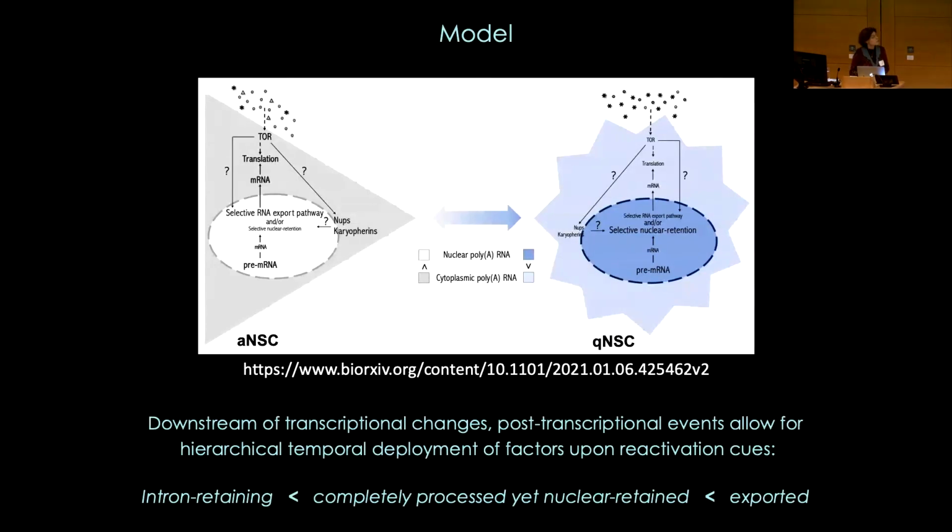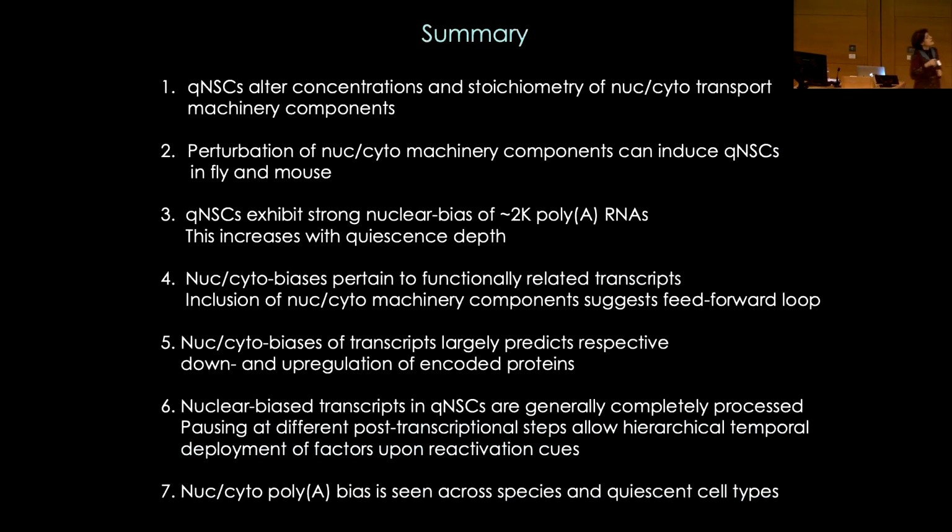I'll summarize, hoping that I'm still on time, that quiescence alters the concentration of nucleocytoplasmic transport factors. We don't know yet exactly what this means for function, but we know that the degradation of these programs can induce quiescence in both biomass and cells. We know that there's strong nuclear bias of a subset of polyadenylated RNA transcripts in a variety of quiescent cell types, that this increases the quiescent depth, and that this has a functional impact on protein expression, and that the processing of these retained transcripts is also different.